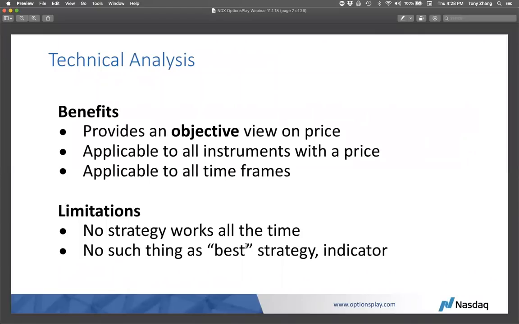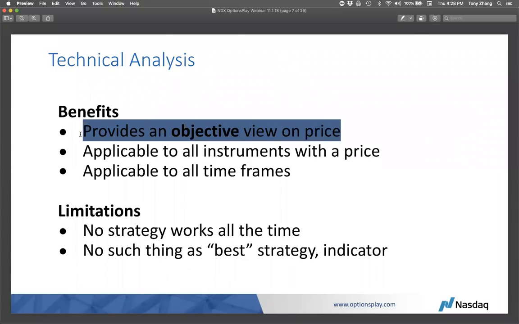So number one, what I want to dispel the myth of with technical analysis is that a lot of people feel technical analysis is an art, it's not a science. But what I find is that technical analysis provides you with a very objective view on price. Granted, there are many ways to potentially view the same type of analysis, but if you stick to one form of analysis, it really provides you with an objective view every single day.